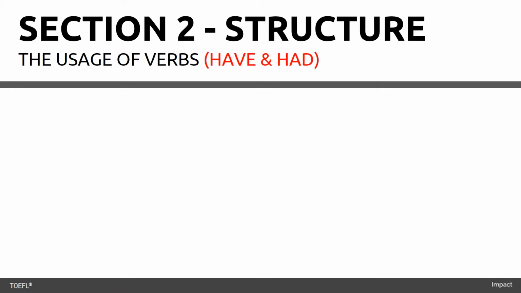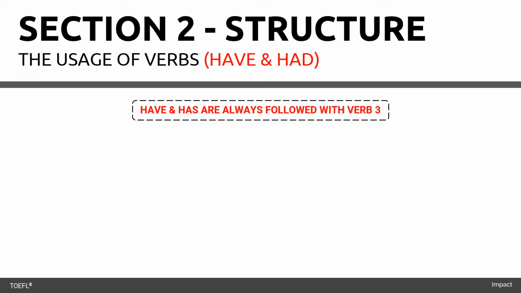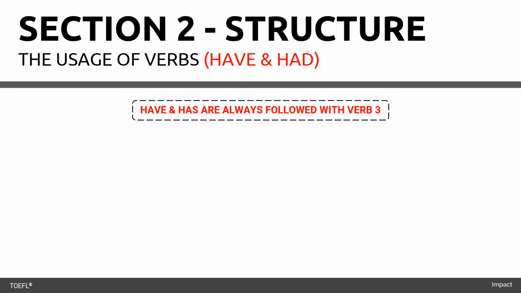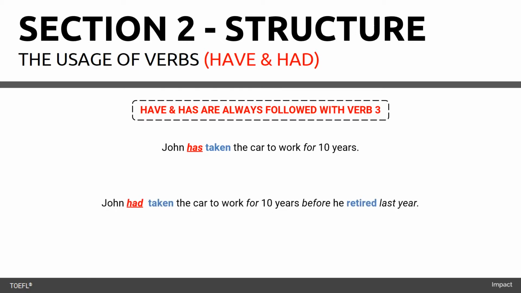The usage of verb with have and had. How do you use verbs with the auxiliary verbs have and had? Have and had are always followed by verb 3. You need to memorize your verb 3s. Let's look at these examples. John has taken the car to work for 10 years. Let's look at the second example. John had taken the car to work for 10 years before he retired last year.